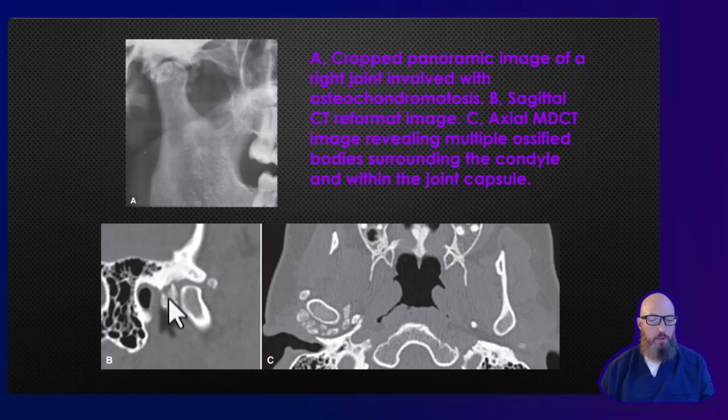Here's our sagittal view, showing these small little pebbles, or little islands. They almost look like bone, but islands of calcification just around the joint. That's your classic synovial chondromatosis. They also call it osteochondromatosis. So remember the term chondromatosis, because they're referring to this disease.